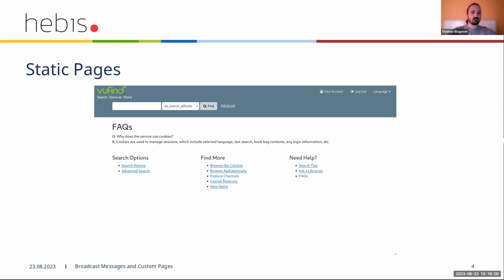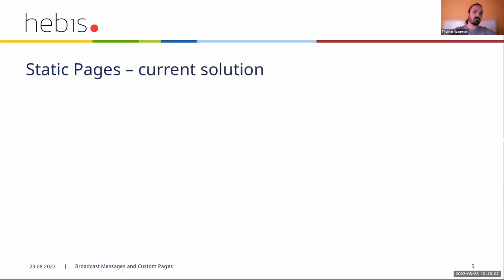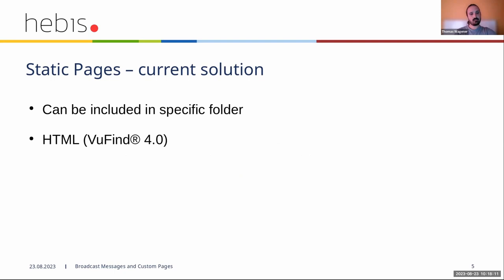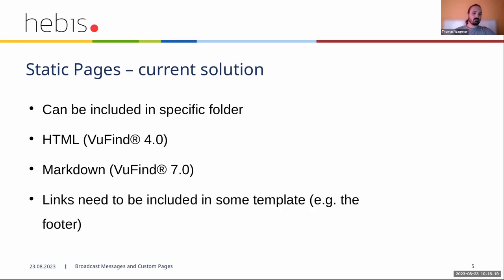work in the folder. So let us have a look at how currently static pages are included in ViewFind. You can create files and put them in a specific folder. And since ViewFind 4, it's HTML, and Markdown is supported since ViewFind 7. But if you want to create a link, you have to change some templates, for example, the footer. And depending on your setup, this can be quite tedious. If you have, for example, ViewFind running in a container somewhere on the server, you need to move those files there, and that's nothing you want to do so often.